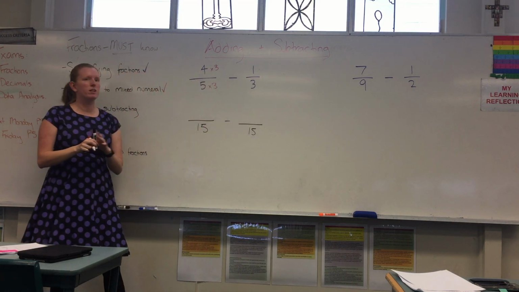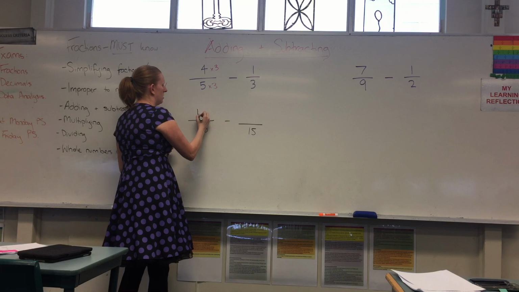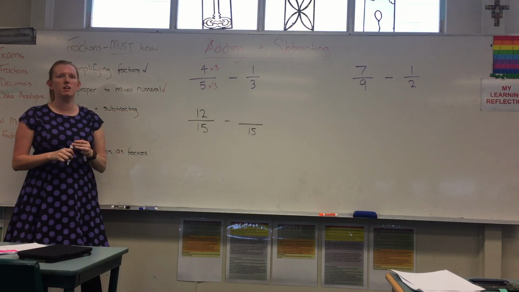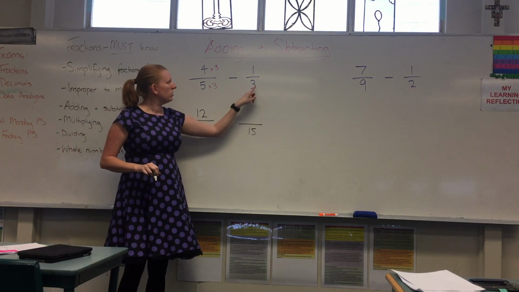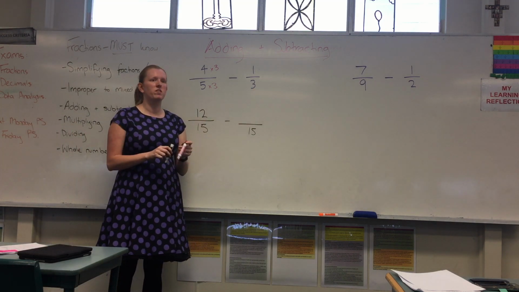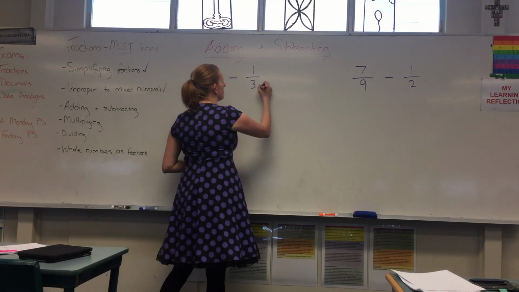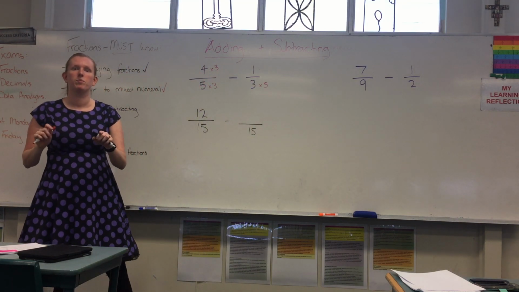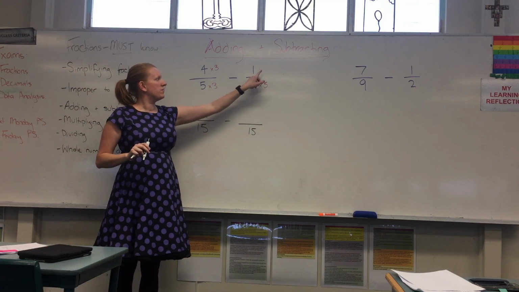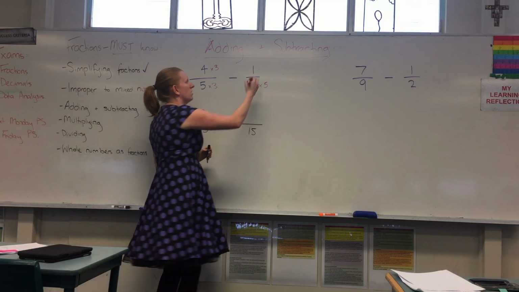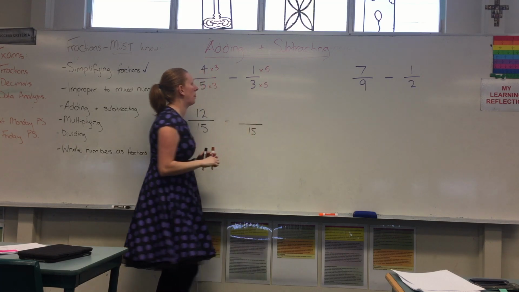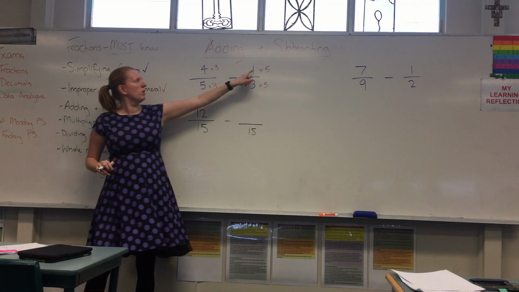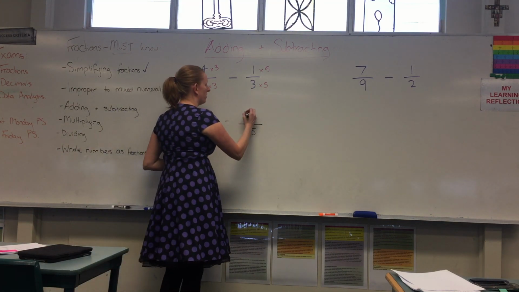So 4 times 3 is 12. So this fraction has just been turned into 12 over 15. Now, what do I have to do to a 3 to turn it into a 15? Times 5. And what do I have to do to the 1? Times 5. Alright, so 1 times 5 is 5.